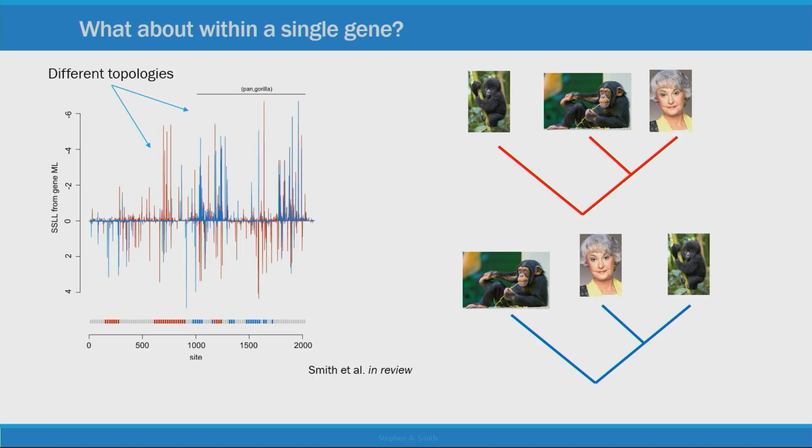Turns out that if you look at an individual gene, so you go into one gene, there can be multiple relationships there. Here, this is a gene within primates, and for half of the gene, where the red goes above on the y-axis, humans are more closely related to chimps. And then it switches, where the blue is above, to suggest that humans are more closely related to gorillas. So that's within a gene within the human genome.